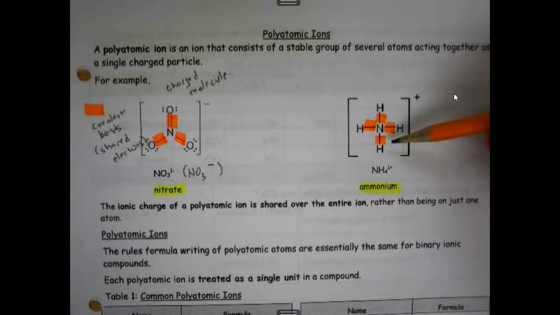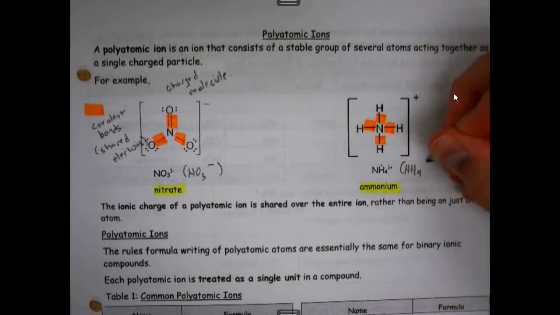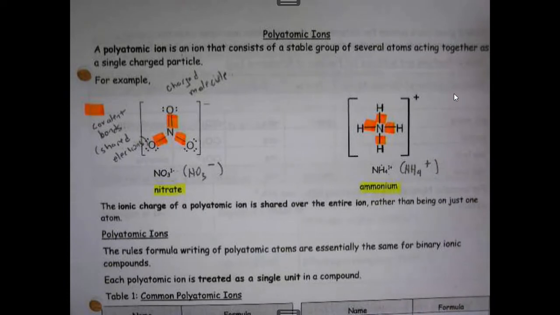Same thing over here. You're going to reduce this structure down to simply N and then 4 H's, NH4, and then you can just say plus, whichever. It doesn't really make any difference.